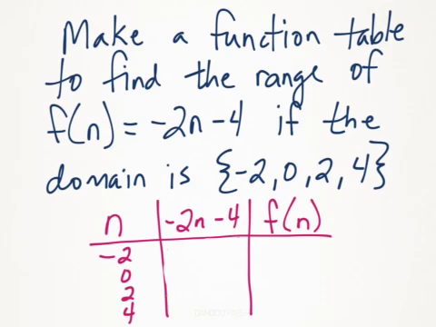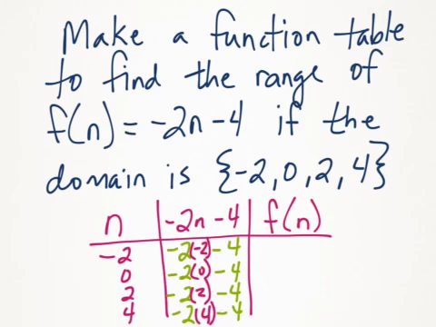Here's our function table. I went ahead and filled in our domain information in the first column. For the second column, I've replaced the variable with the values in the domain. So negative 2, negative 2, 0, 0, and so on. The range for each of those, when the domain is negative 2, the range will be 0. When it is 0, it'll be negative 4, and so on.